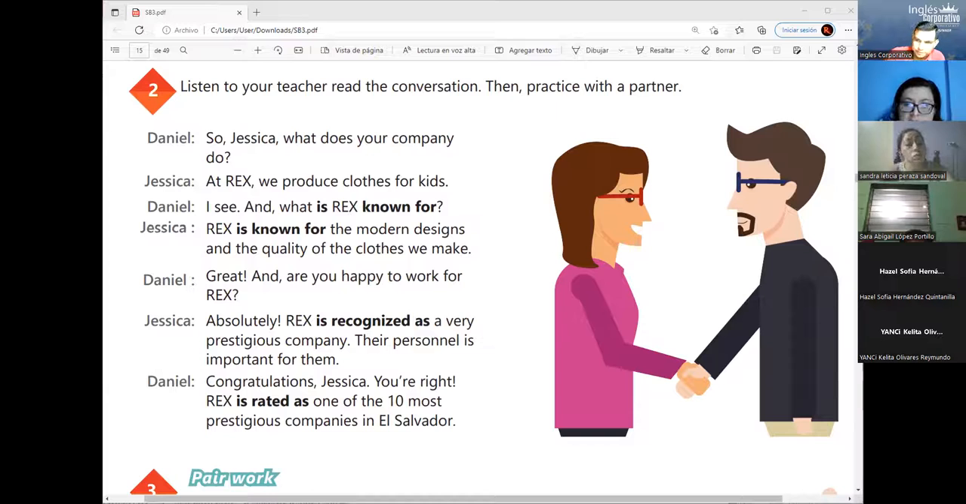Ok. So, Jessica, what does your company do? At Rex, we produce clothes for kids. I see. And what is Rex known for? Rex is known for the modern design and the quality of the clothes we make. Great. And are you happy to work for Rex? Absolutely. Rex is recognized as a very prestigious company. Their personnel is important for them. Congratulations, Jessica. You are right. Rex is rated as one of the rated as one of the 10 most prestigious companies in El Salvador.